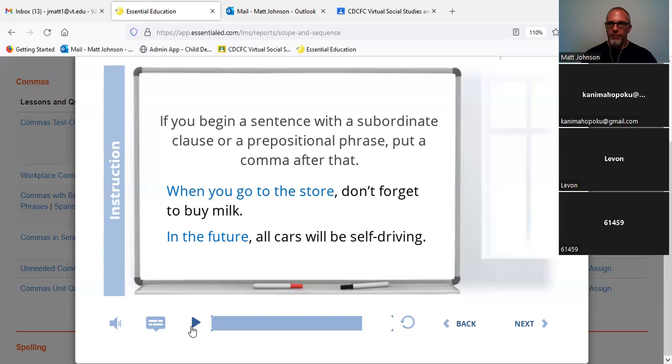So in the future, right? That's a relationship with time, when something's going to happen relative to today. In the future, comma, all cars will be self-driving. The subordinate clause at the top there, when you go to the store, don't forget to buy milk. Subordinate, right? Because you do not have a complete sentence, that does not stand alone. When you go to the store, need more information there. Don't forget to buy milk. Complete sentence, right? Do not forget to buy milk.